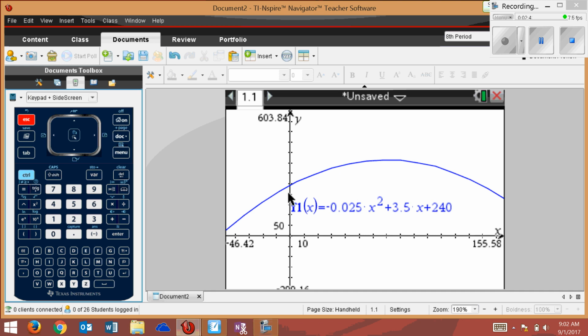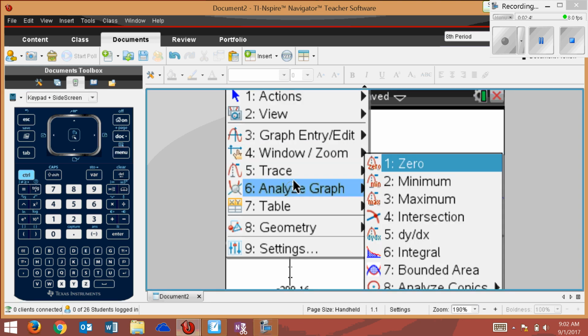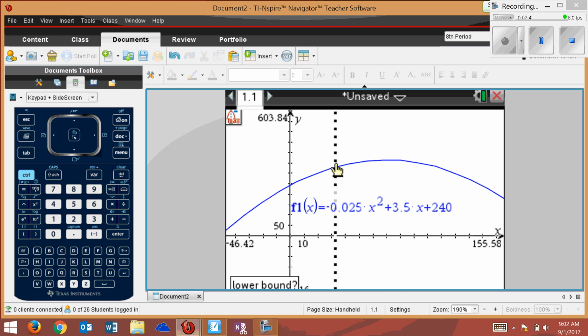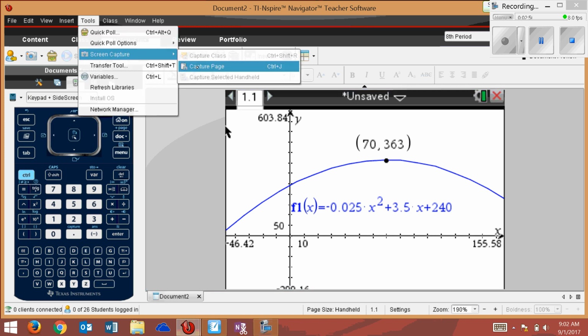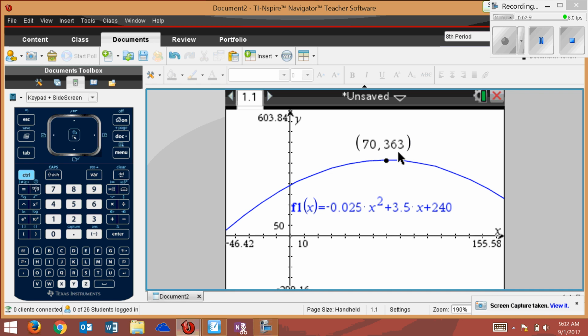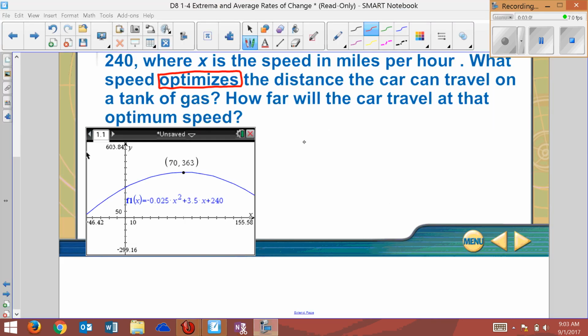So if we want to find the optimum speed, we need to analyze the graph, and we need to look for the maximum. The maximum occurs somewhere in there, so I want to make sure I'm on the left of it and I'm on the right of it. And it says the optimum speed is 70 miles per hour, which will get me 363 miles driven. That would be its max. So the optimum speed is 70, and which would get us 363 miles.